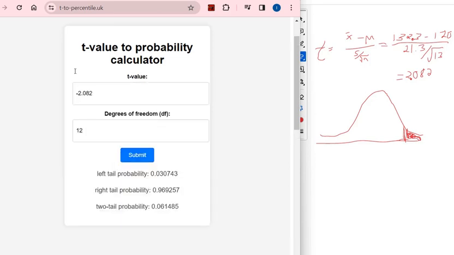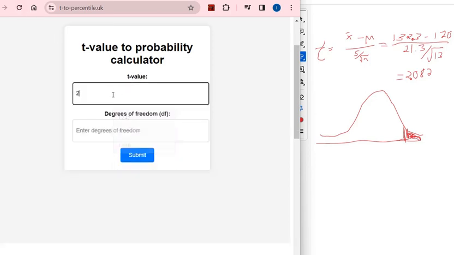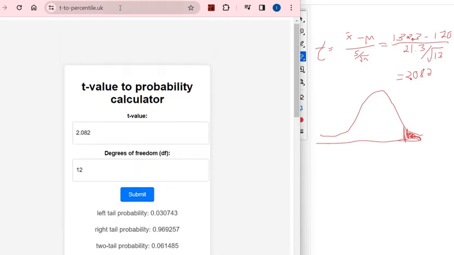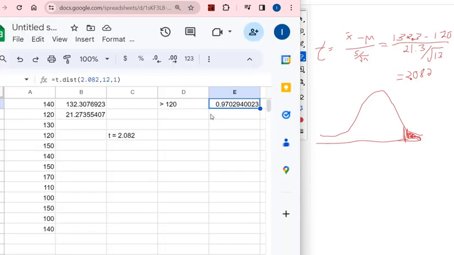I'm probably not going to cut this out of the video. I want to keep it so I can feel embarrassed. 2.082, 12. There's no negative there. It's acting like it's negative. Okay, so the right tail probability should be 0.03, but it's got a mix for some reason. So that's a left tail probability.